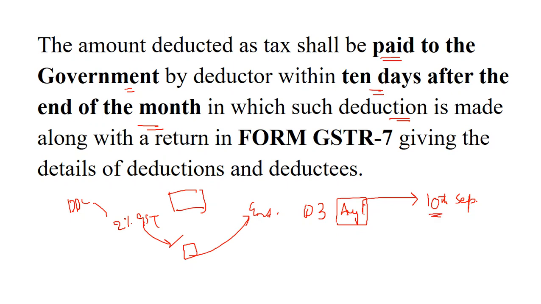That is 10th of September in this case. And while you pay this amount to the government, you have to submit the GST returns in form GSTR 7. You must remember this. So you will pay the amount of GST deducted from the bills to the government, and simultaneously you will fill the returns, you will file the returns in the form of GSTR 7, giving the details of the deductions and the deductees, right?